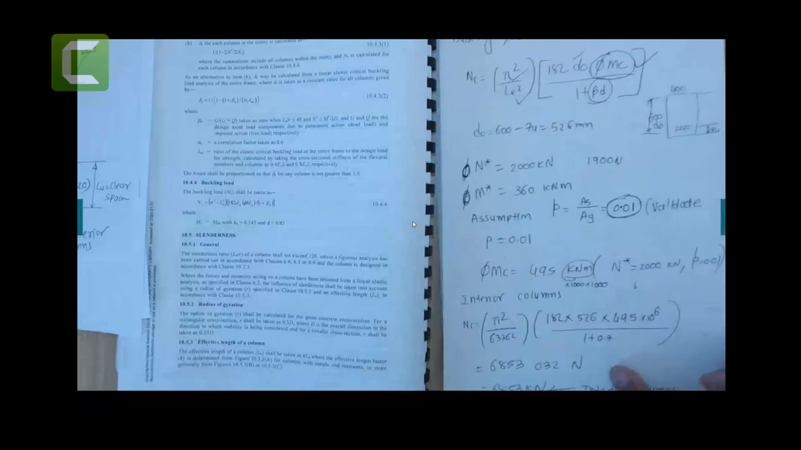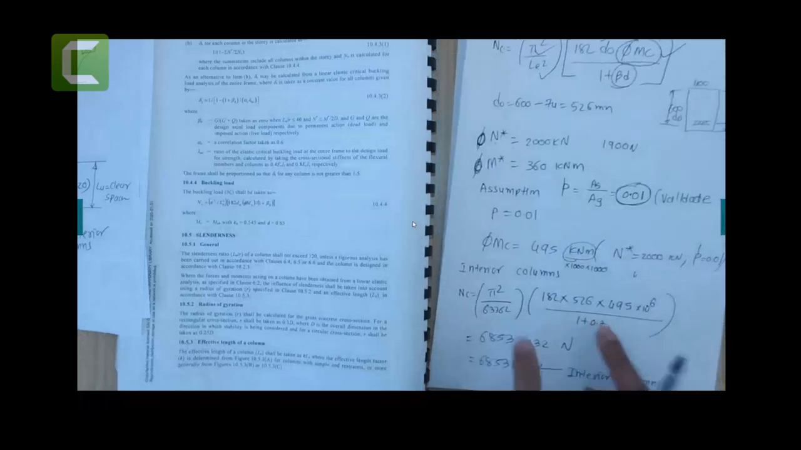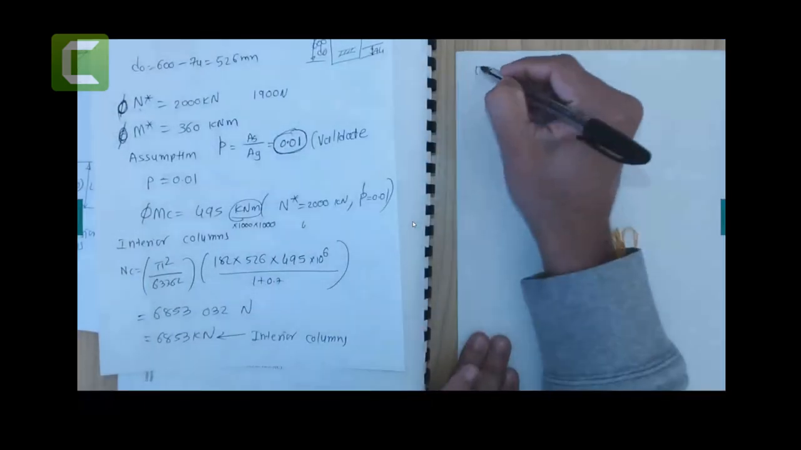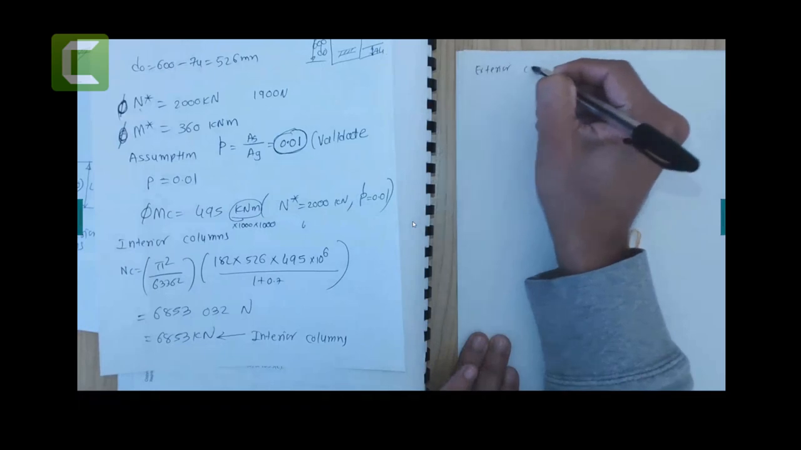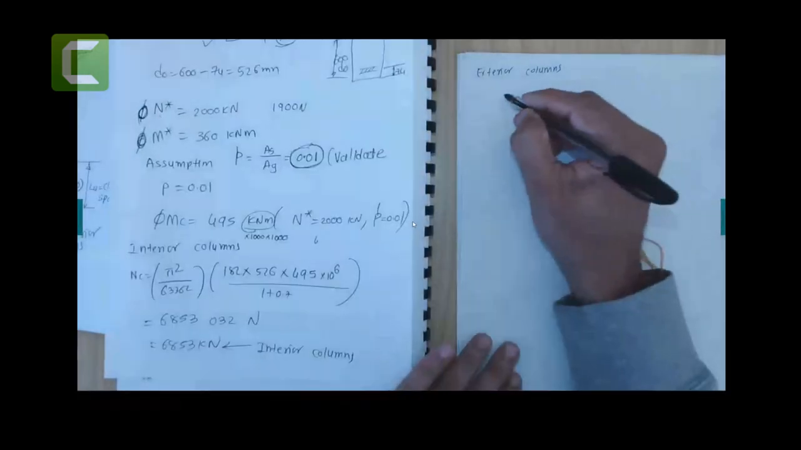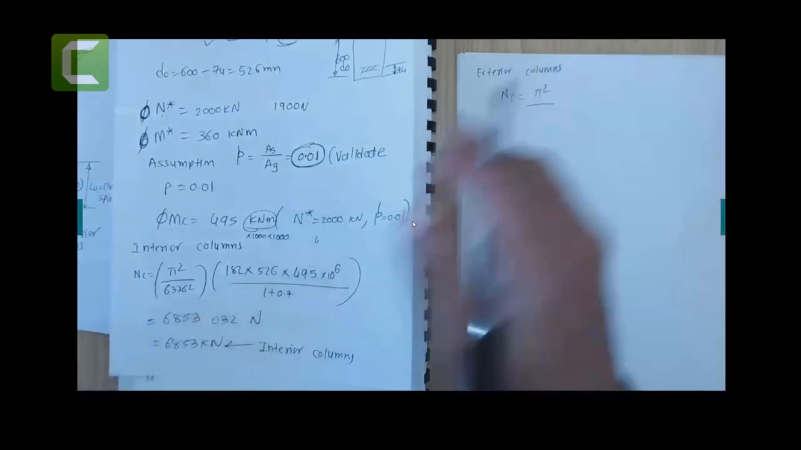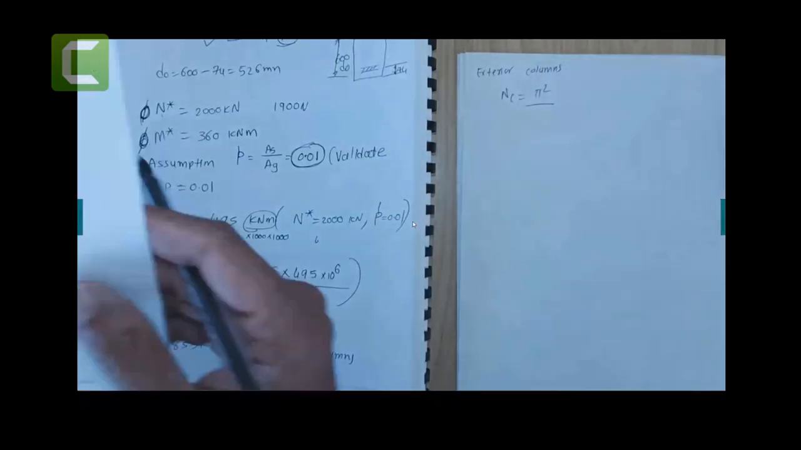Now, we're going to follow the same procedure. All the parameters are the same except the effective length for exterior columns. Exactly the same scenario. For exterior columns you have a different effective length. Sorry, Viper, what formula were you using for that? Right, 10.5. So N_c equals pi squared, effective length for this.